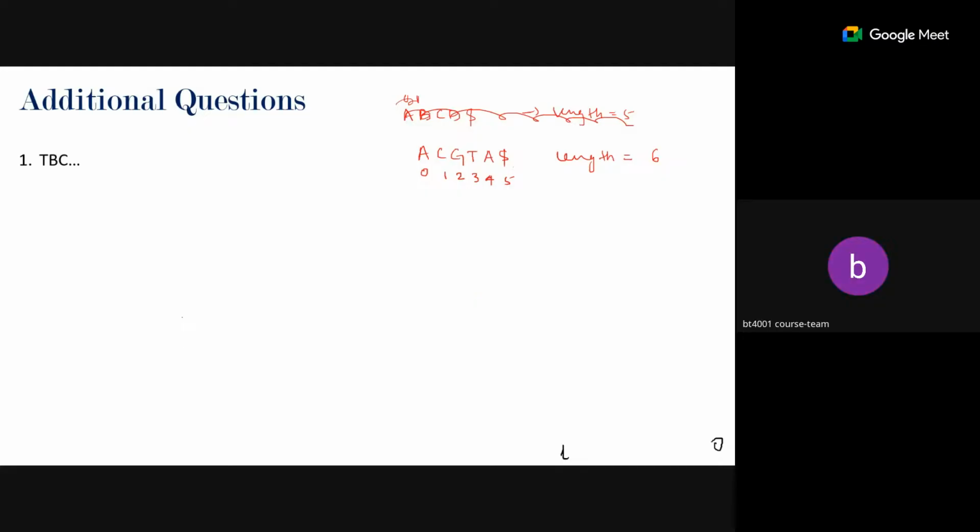Any doubts from week 6, week 8, week 5, or week 4, 3, 2? Any doubts? I am not going to discuss doubts from week 7, but any other weeks, do you have any doubts?